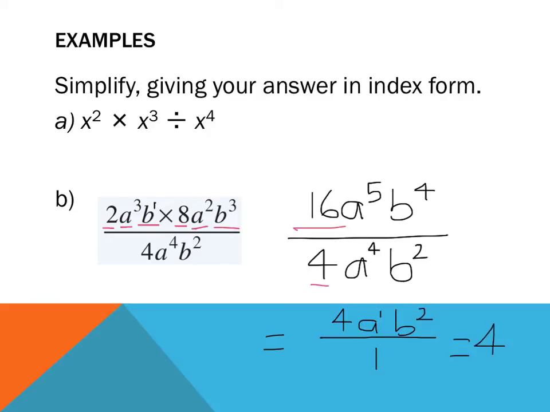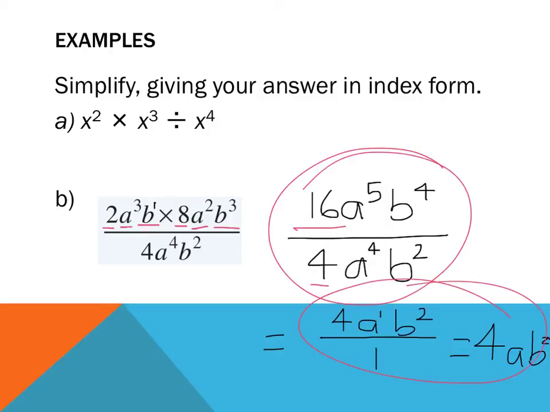Instead of writing 4a to the power of 1, I'm just going to write 4a and then b squared. So a few steps to do there, guys. The main thing is it's not actually hard, it looks tricky, but just making sure you rewrite it and simplify correctly. And that's it. That's dividing and multiplying with indices.